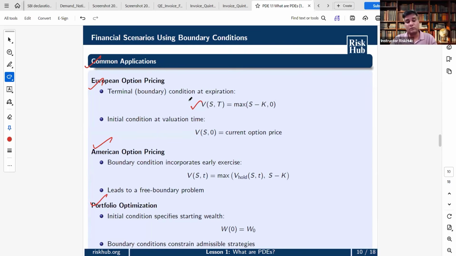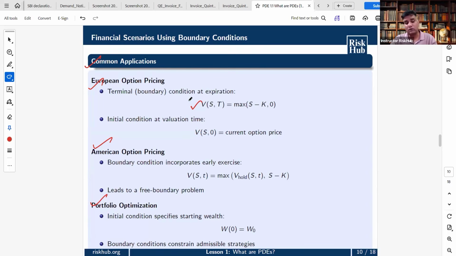Okay. Then we have portfolio optimization, initial wealth, W0 equals W0, meaning the investors start with known wealth W0. In portfolio optimization, the PDE often comes from dynamic programming or the Hamilton-Jacobi-Bellman equation. The model asks you that, given the starting wealth today, how should I allocate between your risky asset and risk-free asset over time, right?